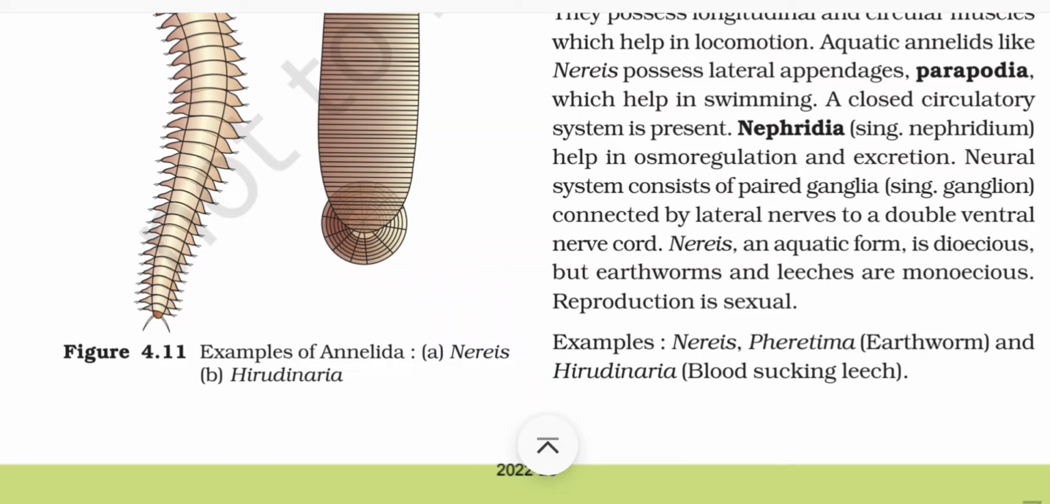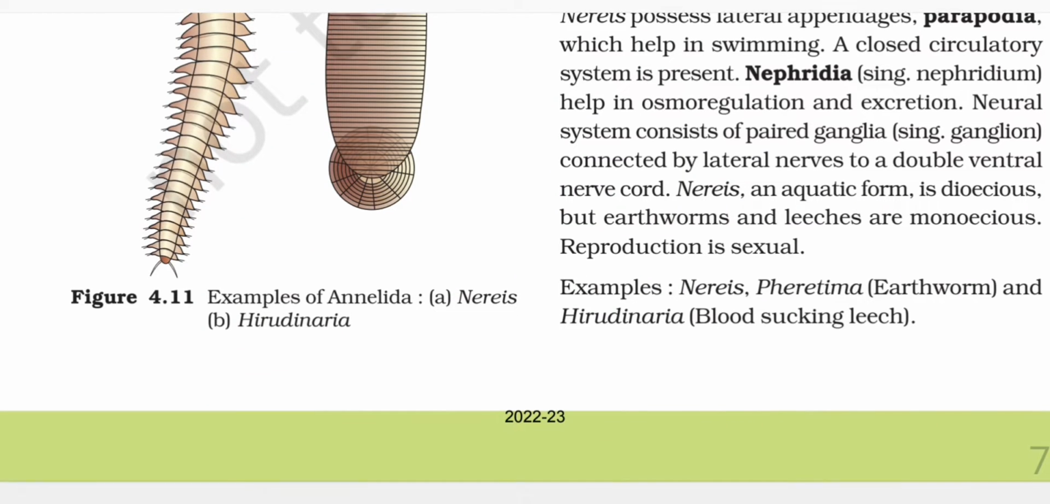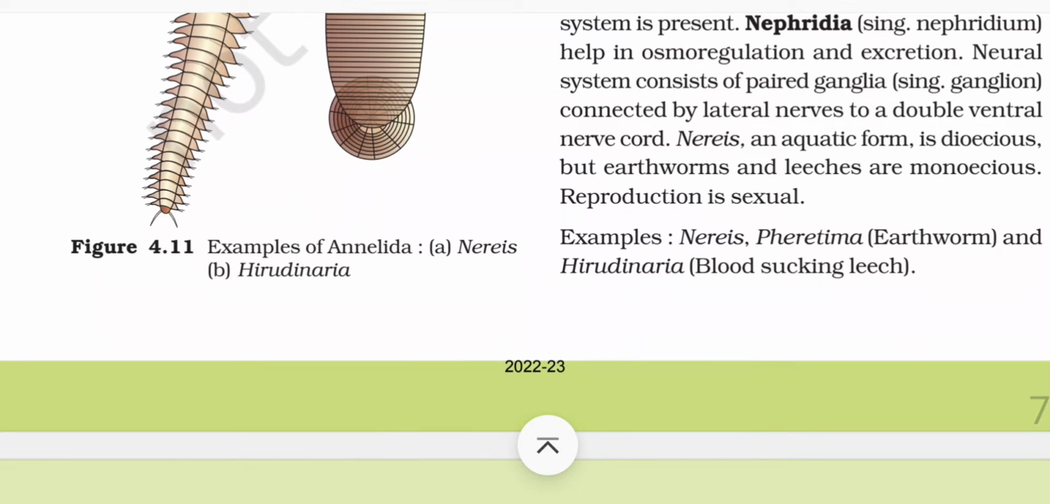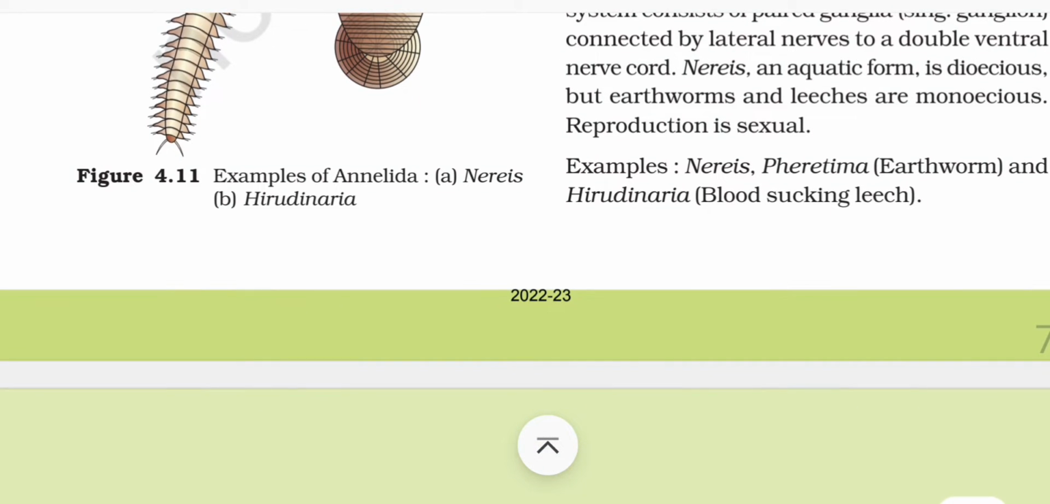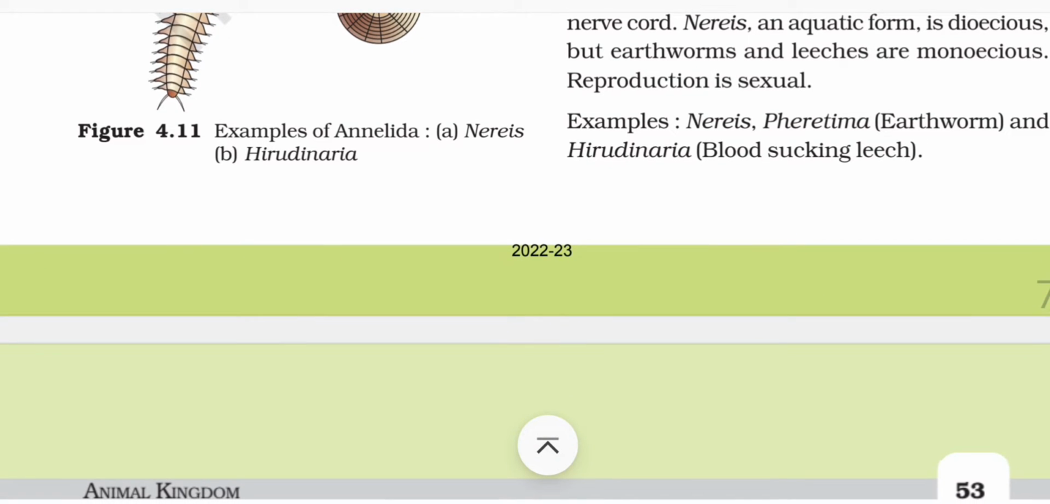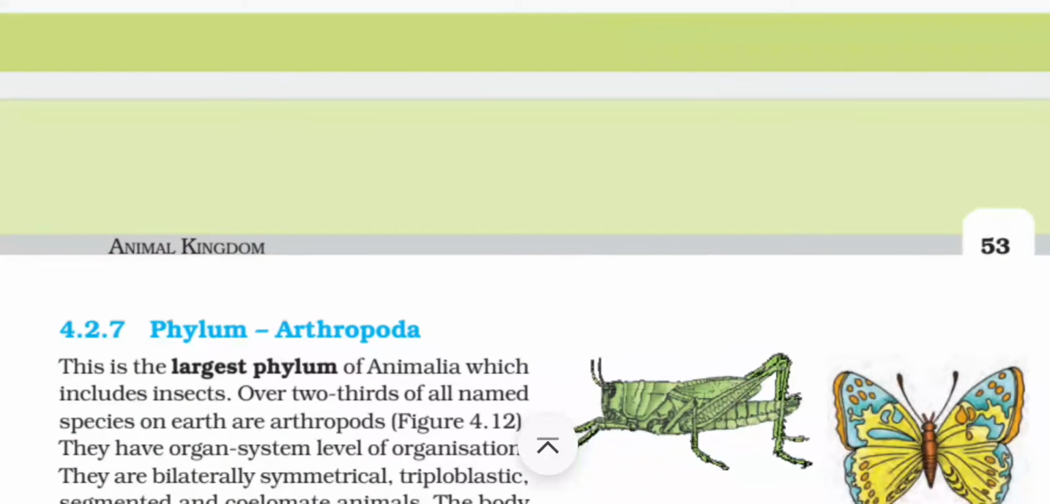Aquatic annelids like Nereis possess lateral appendages, parapodia, which help in swimming. A closed circulatory system is present. Nephridia (singular nephridium) help in osmoregulation and excretion. The neural system consists of paired ganglia (singular ganglion) connected by lateral nerves to a double ventral nerve cord. Nereis, an aquatic form, is dioecious, but earthworms and leeches are monoecious. Reproduction is sexual. Examples: Nereis, Pheretima (earthworm), and Hirudinaria (blood-sucking leech).